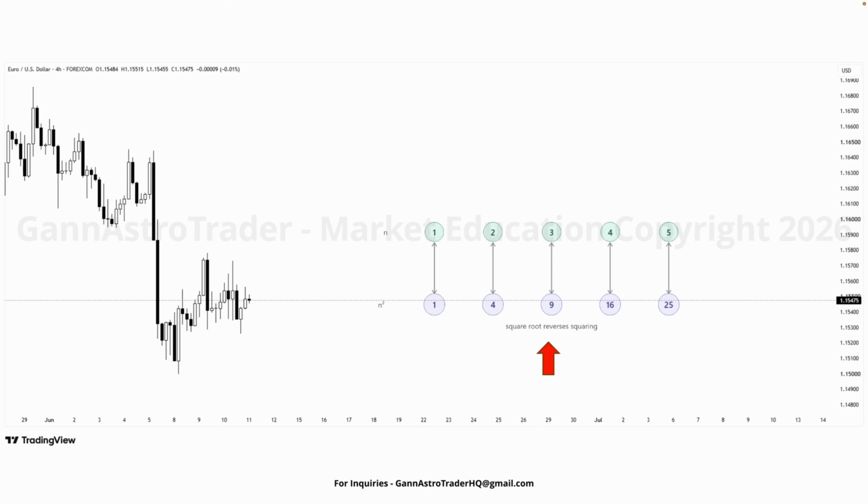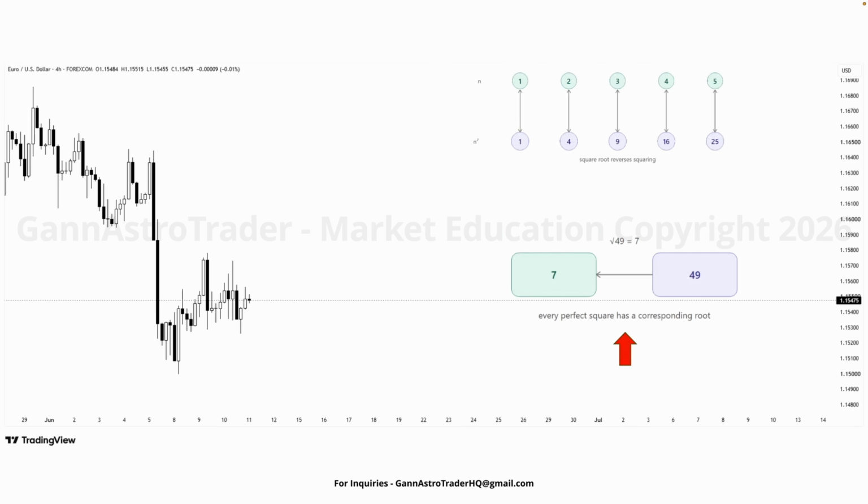Notice this familiar sequence of perfect squares. Every one of these numbers is created by multiplying a number by itself. In mathematics, taking the square root simply reverses that process. It allows us to move from a square value back to its original root. This relationship is the foundation of the square of 9. Suppose we choose the number 49. Its square root is 7.